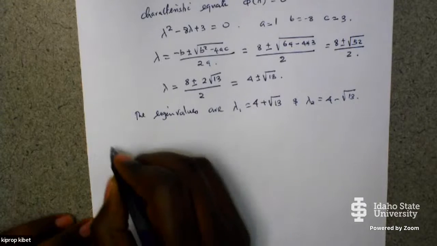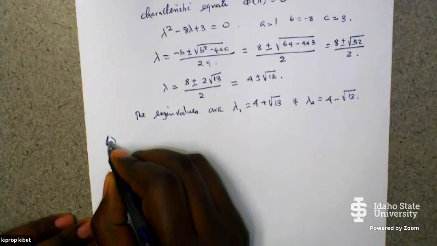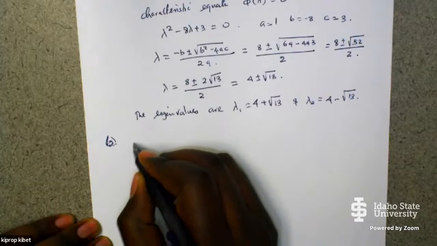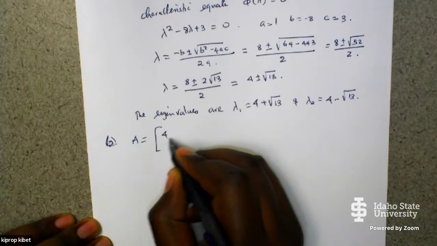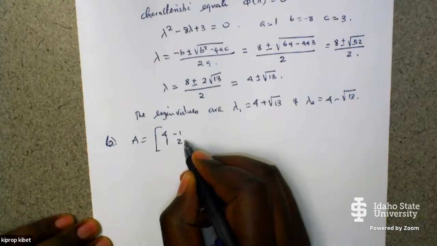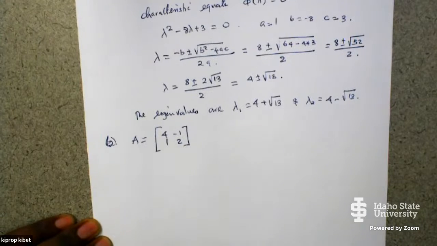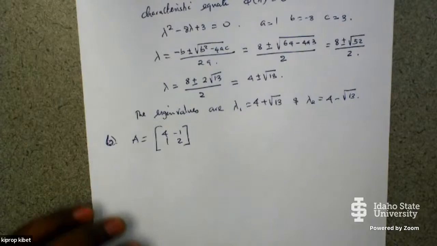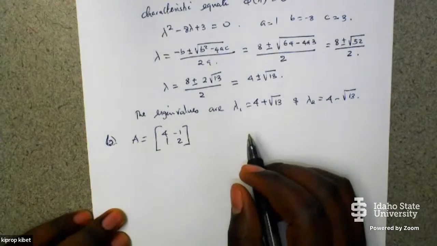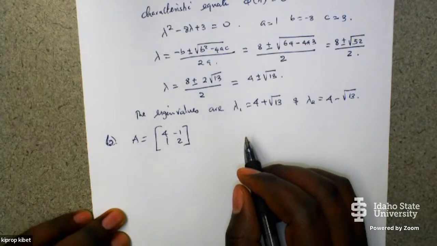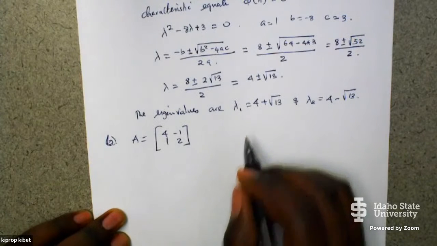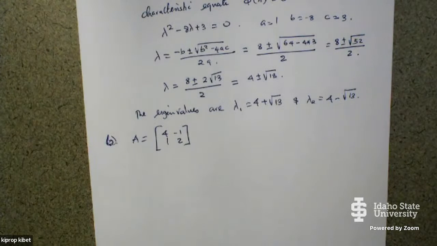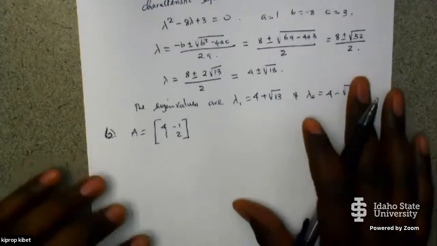Another example, we have our A equals 4, minus 1, 1, and 2. So you do the same way. If you do the same way, you can go try this at home. What you should get is... okay, we can do this. There's something else. To solve this, we solve the same way.